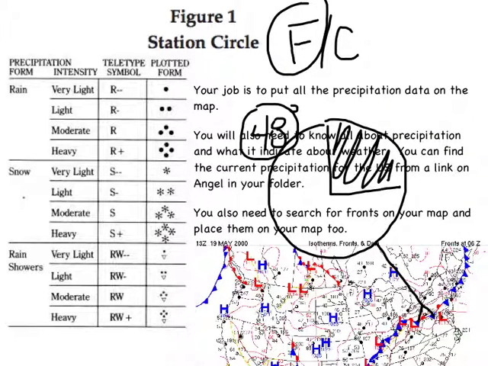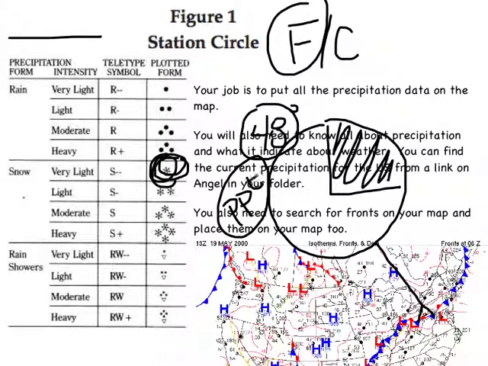Okay, the next thing we're going to put on is the current precipitation. And so for Seattle, I need to look, sorry. We're doing San Francisco, sorry. We have fog. So there's not something here for fog. If it was snow, we'd put this symbol and we would put it right here. So we put our precipitation there.